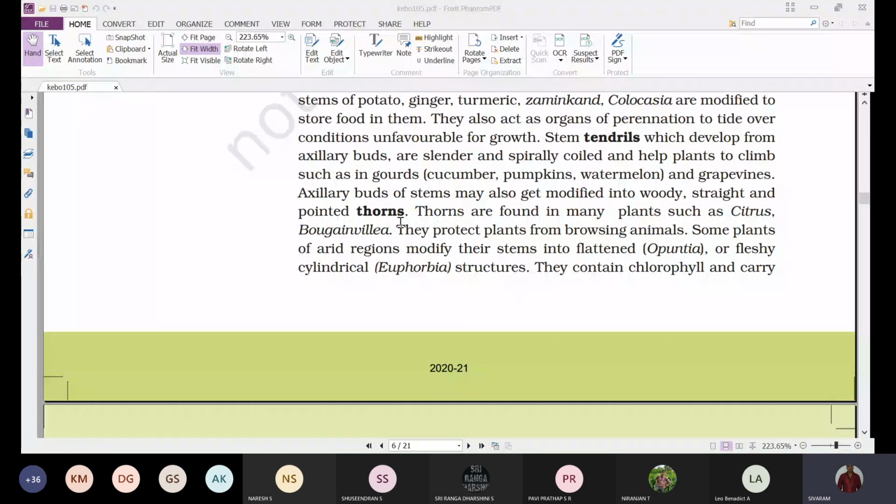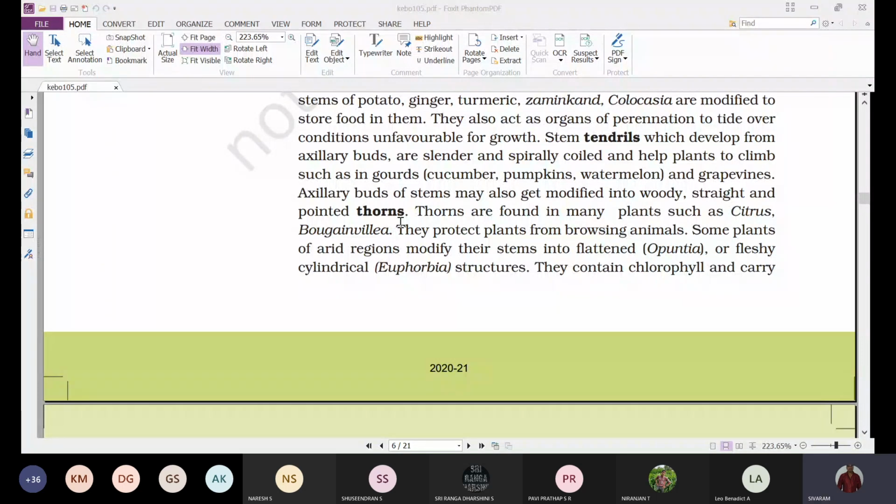These have long pointed structures which develop from the axillary bud. They are colorful, with pink, white, yellow, violet, differently colored flowers. And when you observe the plant, you will find long, sharp, pointed structures developed on the stem, and these structures we are calling thorns.